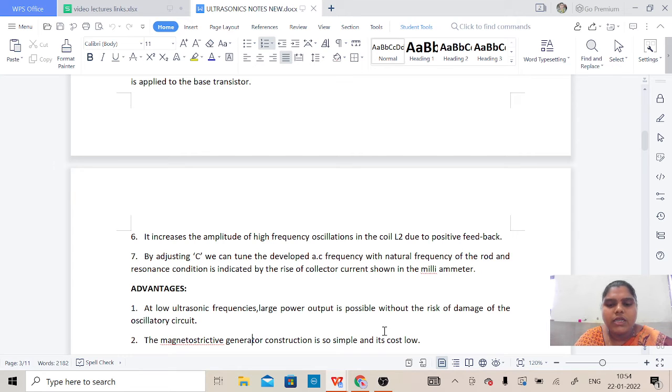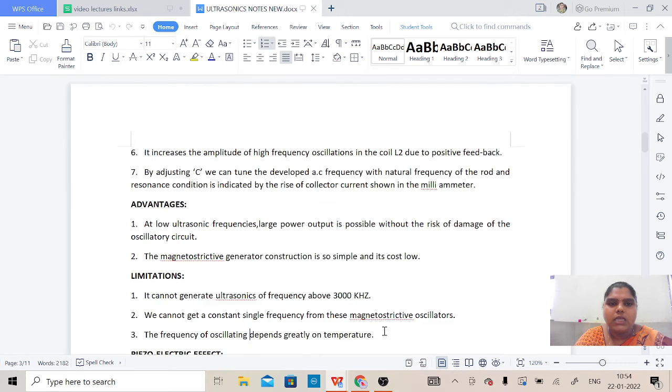That means we can see the matching of the natural frequency of the rod with the applied frequency by adjusting the capacitor C. So we notice the current in the milliammeter; when the natural frequency of the rod matches the applied frequency by varying the capacitor C in the circuit, the current rises.